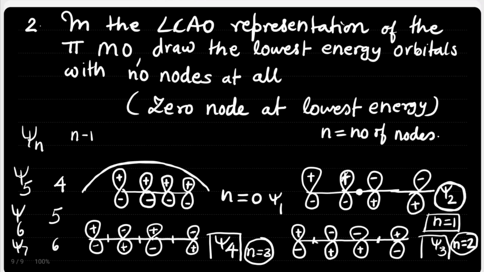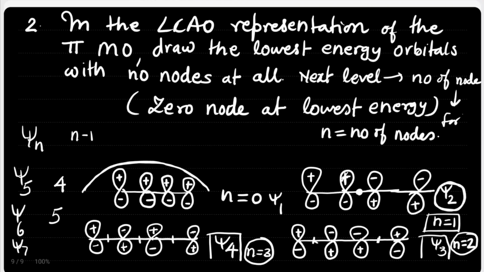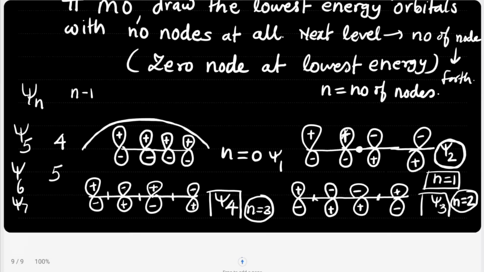So here I need to complete the sentence that in an LCAO, or linear combination of atomic orbitals, representation of the pi molecular orbitals, draw the lowest energy orbital which does not have any nodes at all. Whenever you move to the next level, put one more node, and at each next level increase the number of nodes, and so forth. So this is how you can easily put the number of nodes in the wave function.